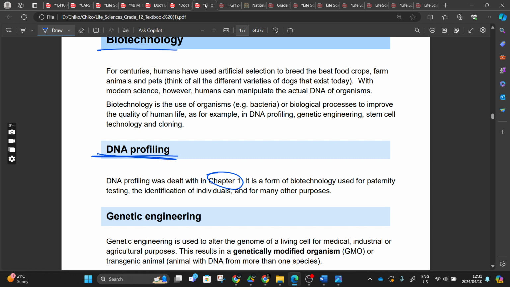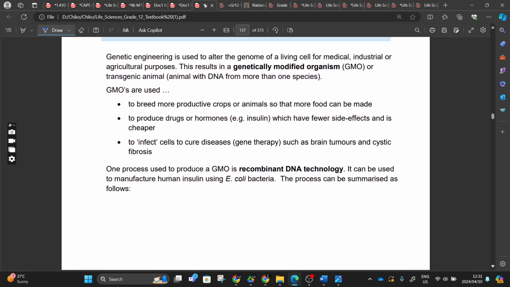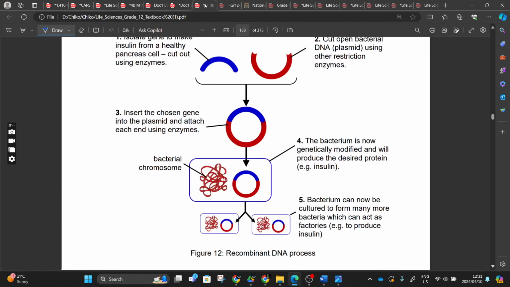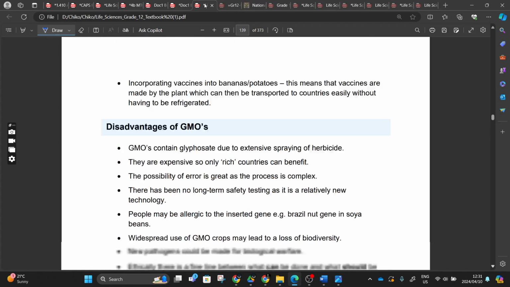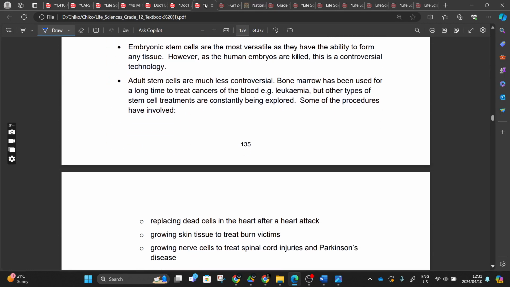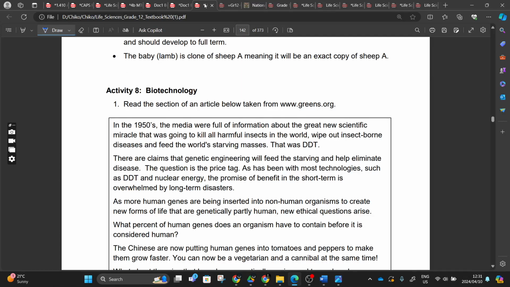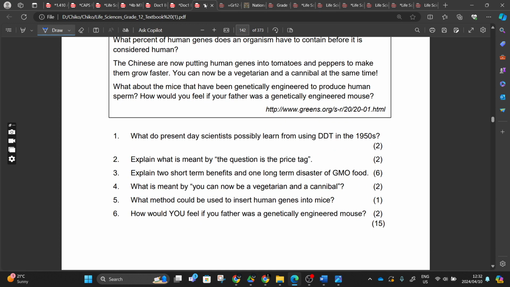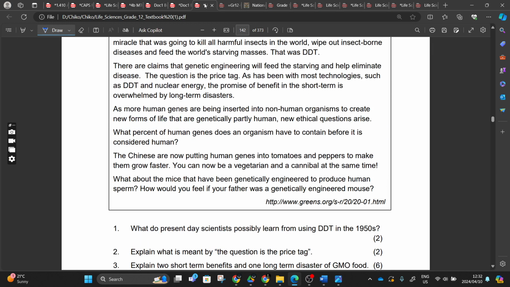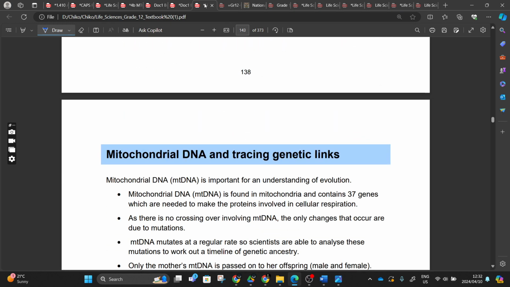Then biotechnology, we did biotechnology, the use of organisms, right? Then from there we did genetic engineering. We talked about recombinant DNA, and we did recombinant DNA advantages and disadvantages. We did stem cell technology. We are just passing by, right? And then I even gave you an activity, activity 8. If you haven't done this, guys, I will give it to you today so that you can also do it. We'll come and do this tomorrow before we do the mitochondrial links, before we do this last part here, right? So with that being said, guys, thank you for being here.